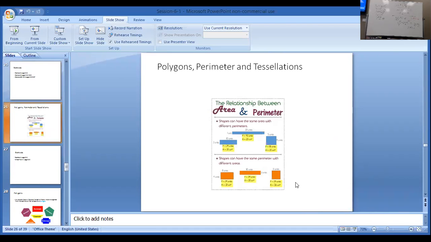Then also we have shapes, polygons, perimeters, tessellations. Shapes can have the same area but different perimeters. Shapes can have the same perimeter but different areas. Just have to keep that in mind. And, you know, we can have two shapes with the same perimeter but different areas. Okay.